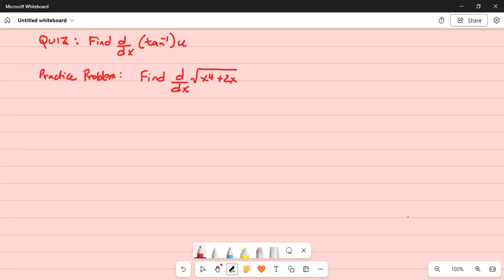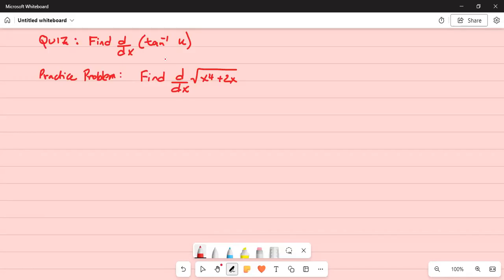The quiz problem is find the derivative with respect to x of tan inverse u. Just a small correction: this should be tan inverse u inside the parenthesis. This is the problem which I'll give you some time to work on, and I will myself work on this second problem, the practice problem.